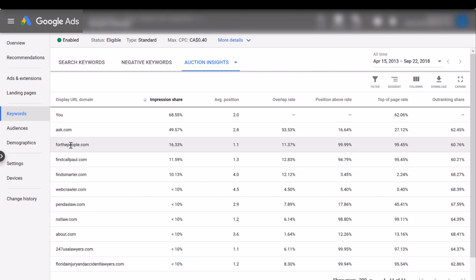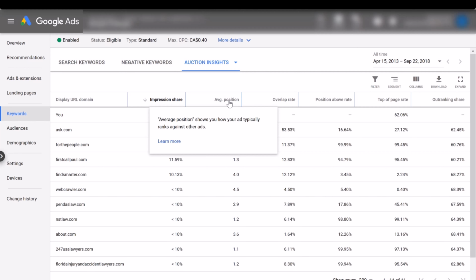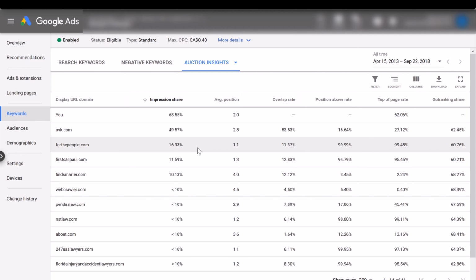In this case, we have forthepeople.com, First Call Paul, Finds, Smart.com, web crawler, and then you can see 24/7 USAlawyers.com, and then these ones as well. So these are all competitors to us, okay? And you can see their average position. The average position, it just says right here, shows you how your ad typically ranks against other ads. So the actual owner of Morgan & Morgan, this is their actual website, forthepeople.com.